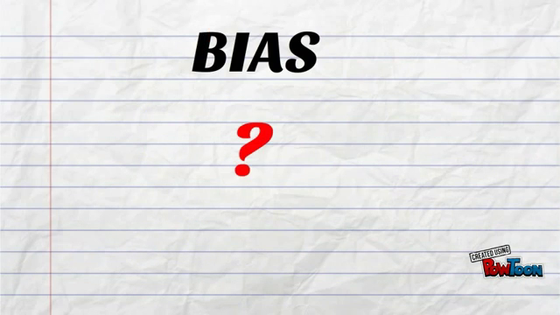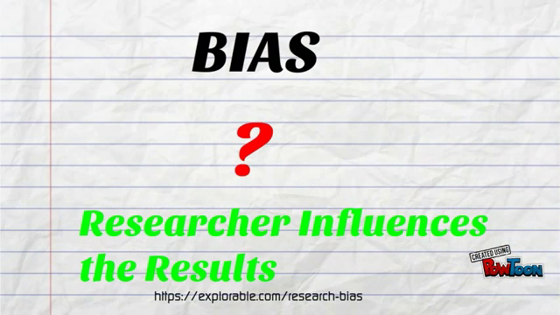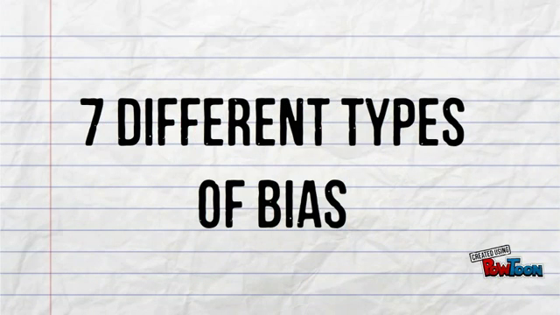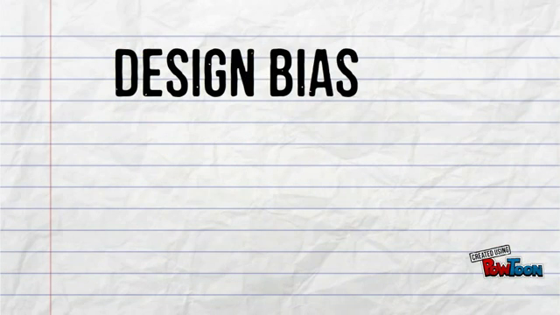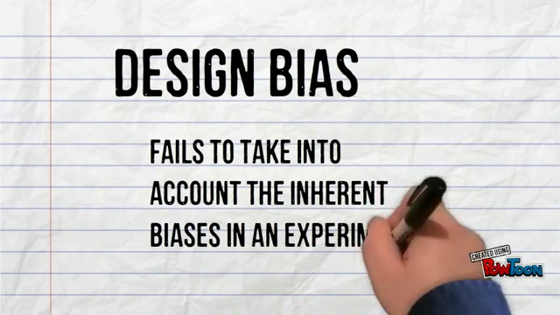Now, the second thing you must take into consideration is researcher bias. But what is researcher bias? Well, researcher bias is where the researcher performing the research influences results. There are 7 different types of biases that can occur when performing any kind of research. The first is design bias. It occurs when the researcher fails to take into account the inherent biases in the experiment.